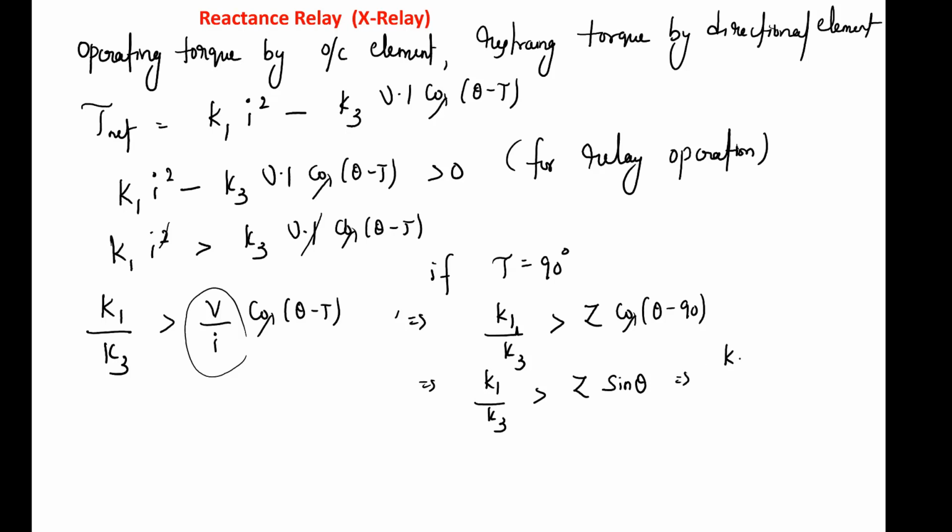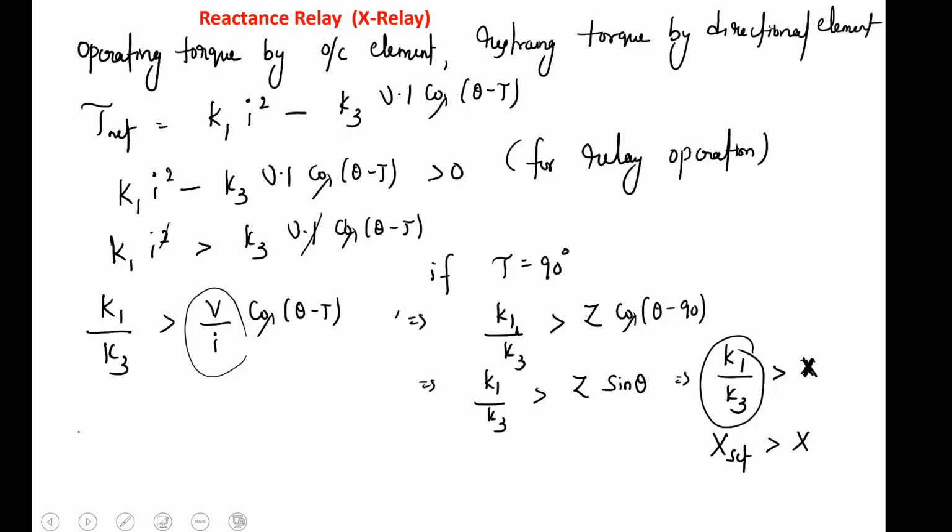Which implies the relay will operate when K1 by K3, which is a constant, is greater than X, where X is the reactance of the line from the relay location to the fault point. Same concept. Let us call this constant the X set reactance value.